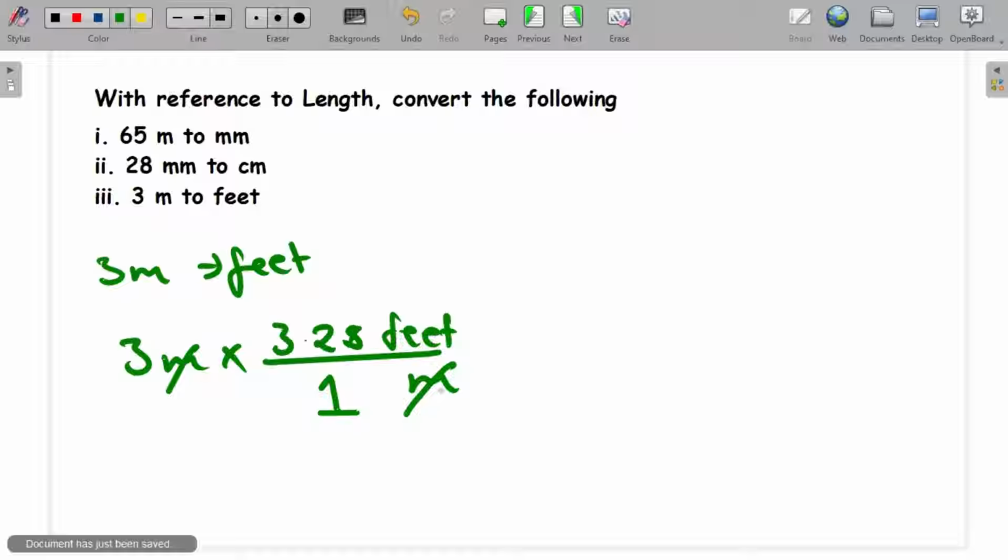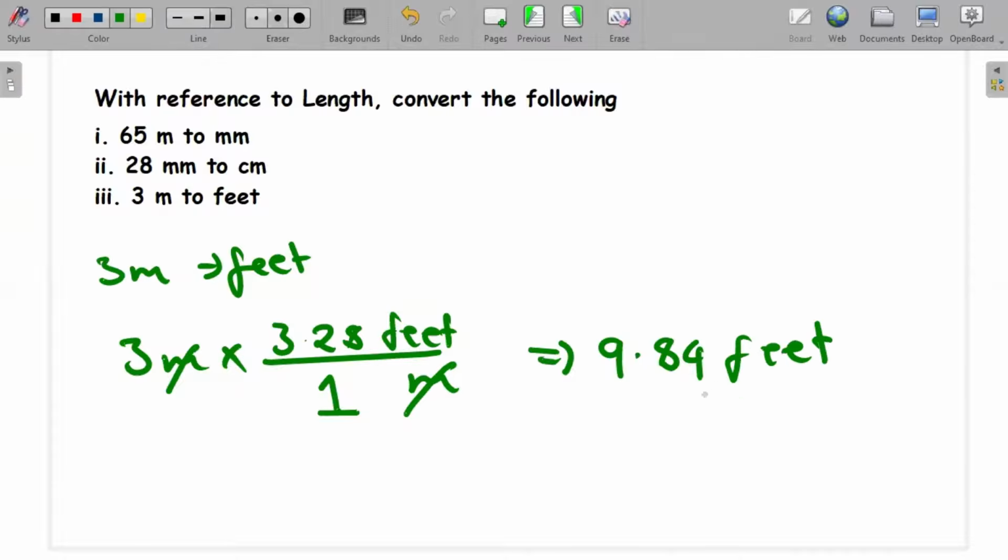3.28. Okay, so the meter and the meter have already cancelled out, which means we're just going to multiply 3 by 3.28 feet. And at the end of the day, what answer are we going to get? We're going to get 9.84 feet. That means you've successfully converted your 3 meters to its equivalent in feet. Okay, anyone with a question here?